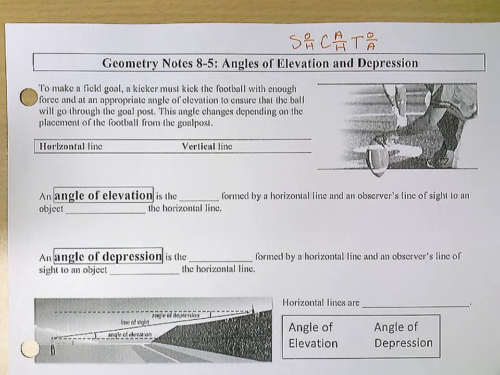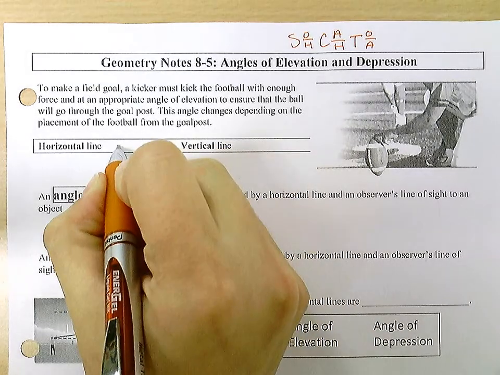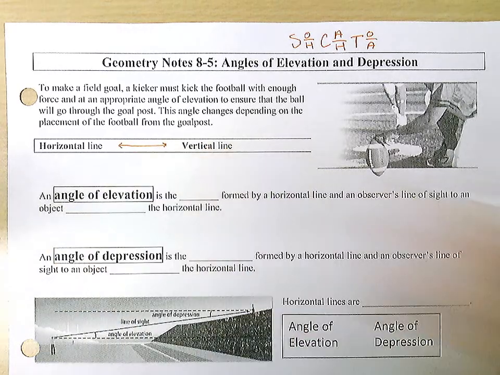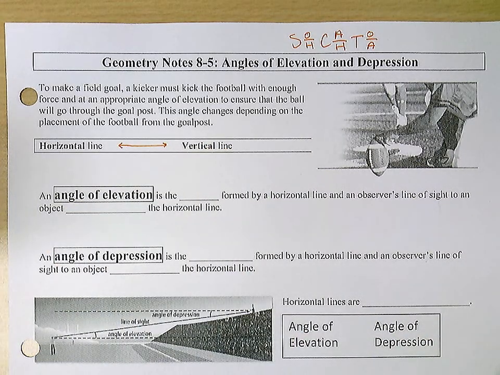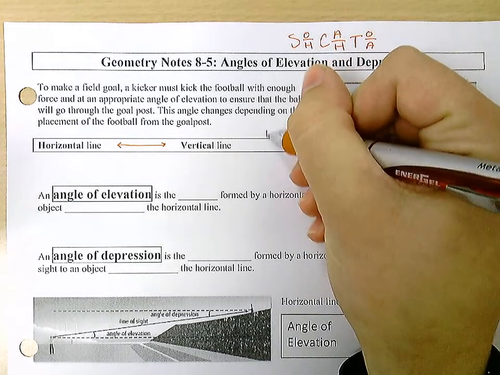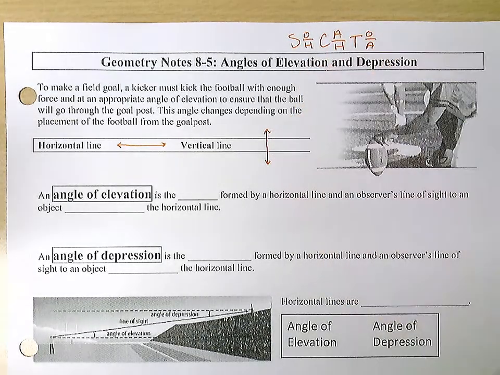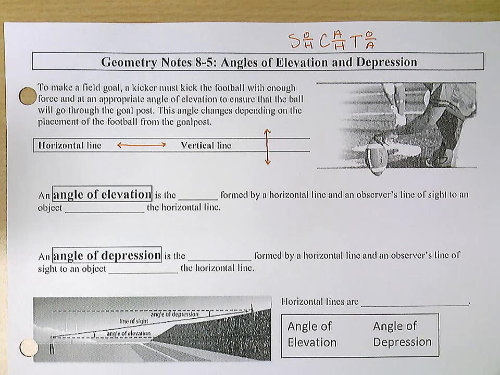So today, we will talk about horizontal distance and vertical distance. Just as a refresher, a horizontal line is left and right. Horizontal is left to right. Vertical is up and down. So if I'm telling you that the horizontal distance from something is 20, then you know to label that horizontal line as 20.